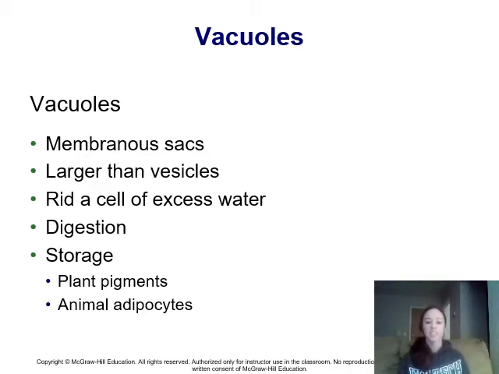In plants, the central vacuole will contain sugar, water, salt, and pigments like chlorophyll, which will give some flowers their red, blue, and purple color. Vacuoles in some animals will store fat like triglycerides, and these particular cells are called adipocytes.